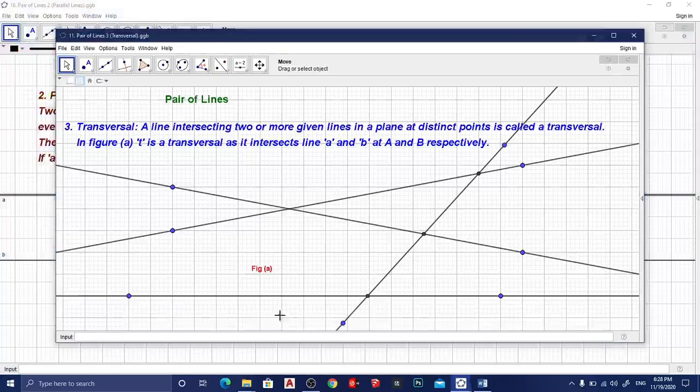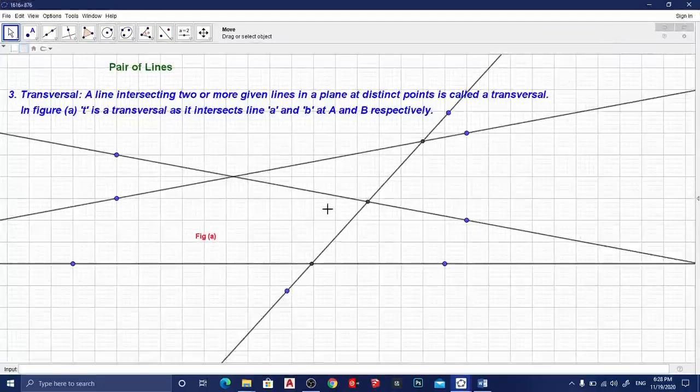Now we are going to the third one. Actually, this is not a pair of lines, but it comes under pairs of lines that we are learning. This is a transversal line. If we take a pair of lines like this, three lines, more than two lines also you can take, and a line is intersecting two or more given lines in a plane at distinct points, distinct points meaning different points, it is called a transversal.